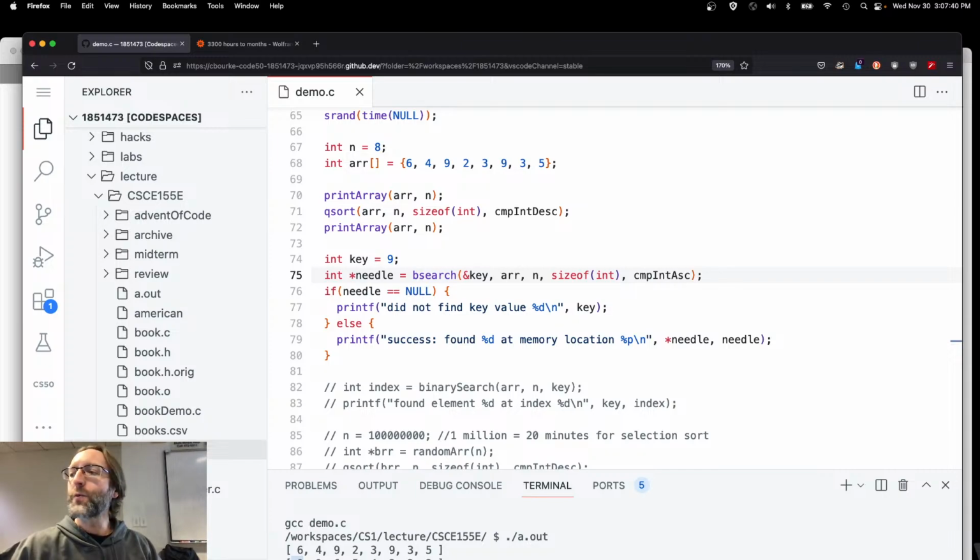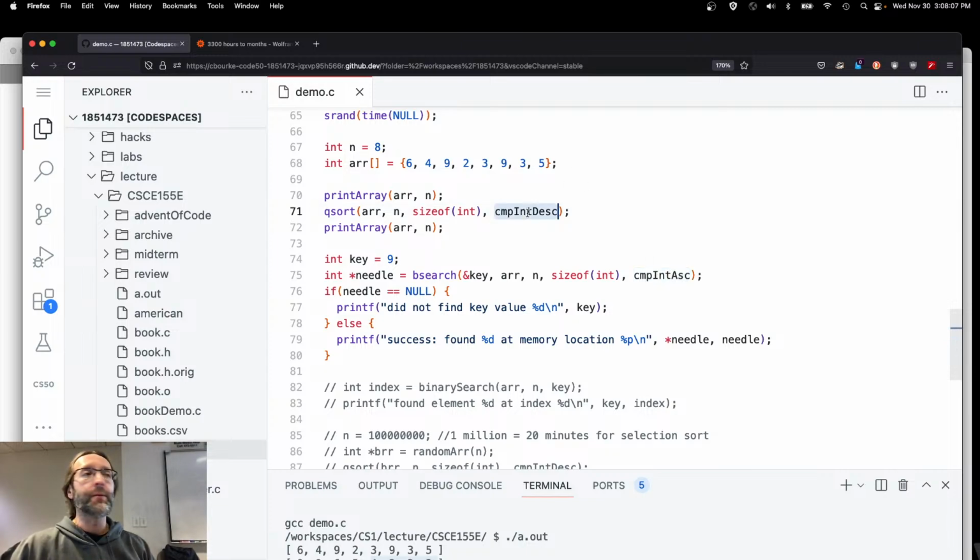Remember how binary search works. It looks in the middle, right? That's not the thing I'm looking for. Let's suppose that the middle here is 4. I'm searching for 9. Using this comparator here that assumes that it's in ascending order, where would you assume that 9 is? In this half of the list. Is it? Nope.